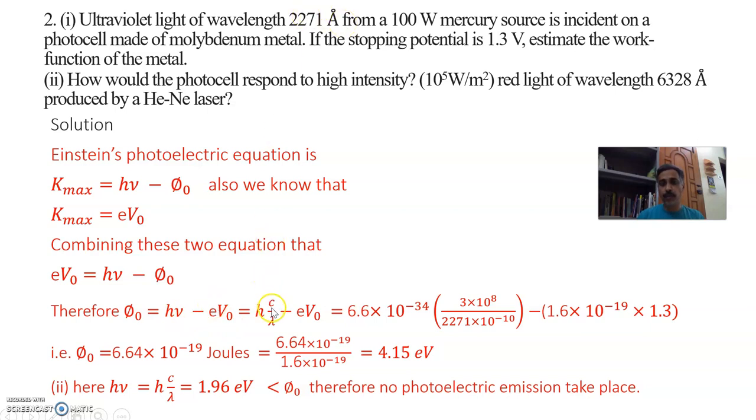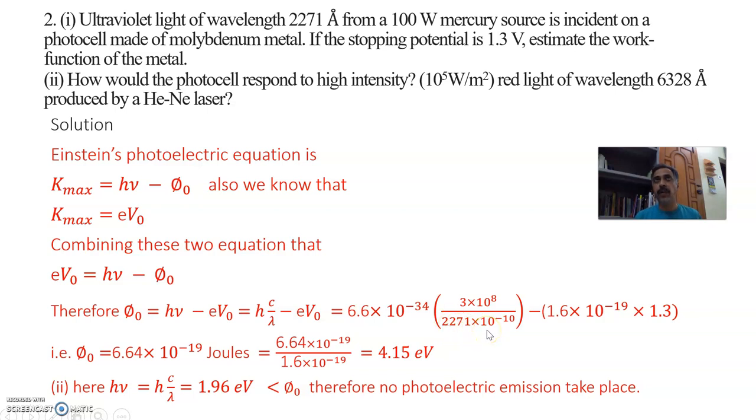So we know the relation between nu and lambda: nu is equal to c by lambda. Therefore, instead of nu, we substitute c by lambda, so h nu becomes h into c by lambda, minus e V naught. So we substitute here: h is 6.6 into 10 power minus 34, c is the velocity of light, 3 into 10 power 8 meters per second, and the wavelength is given here, 2271 angstrom unit, which we converted into meters.